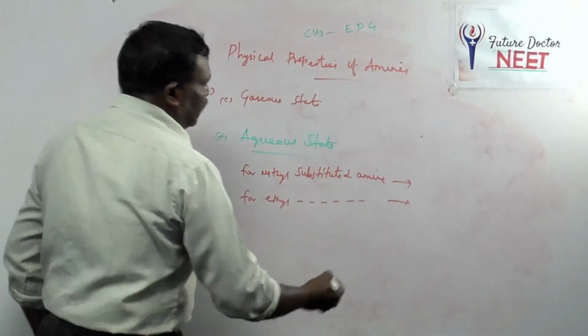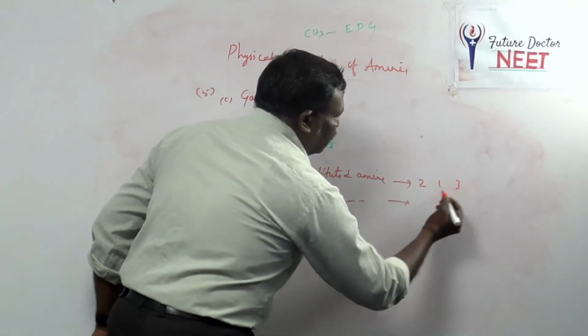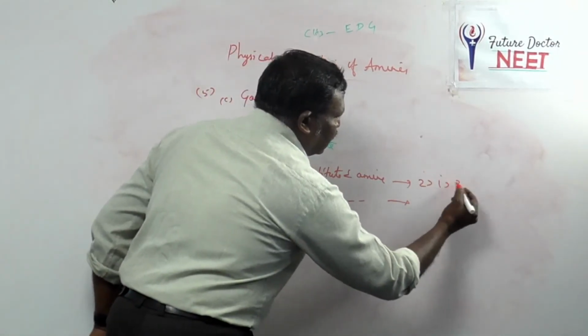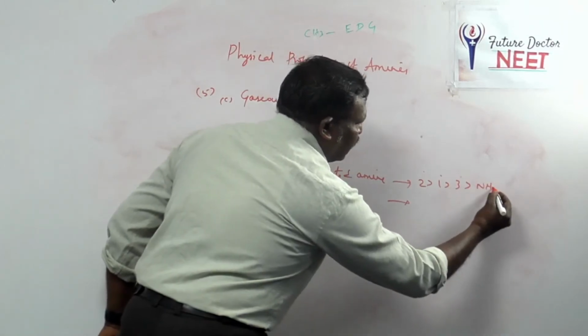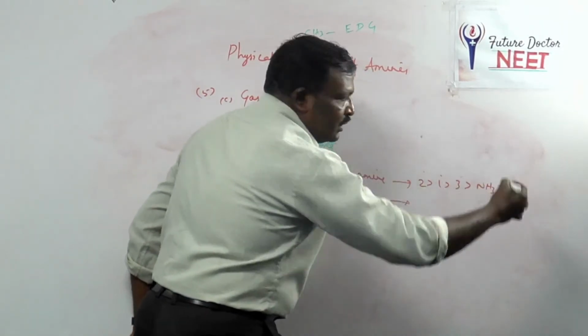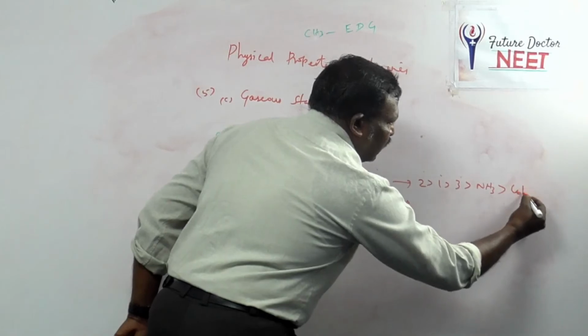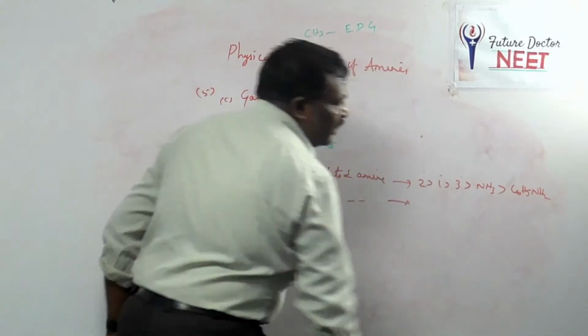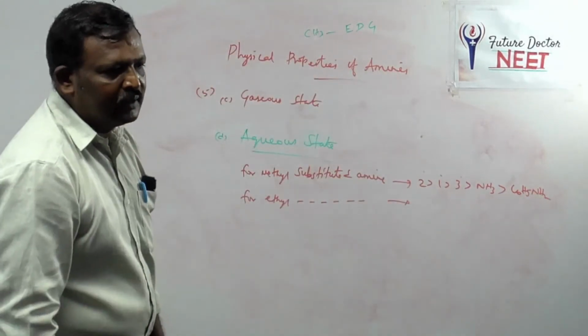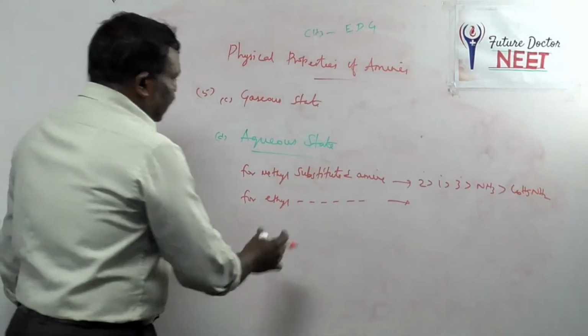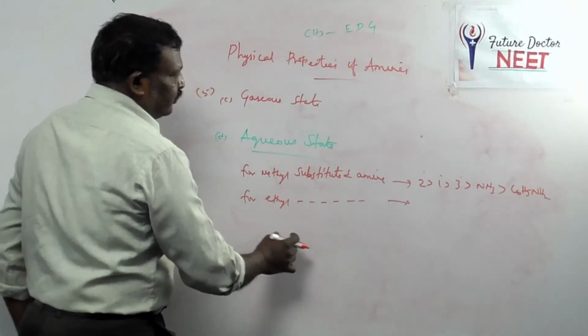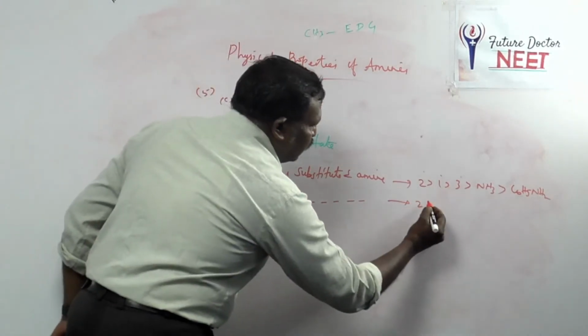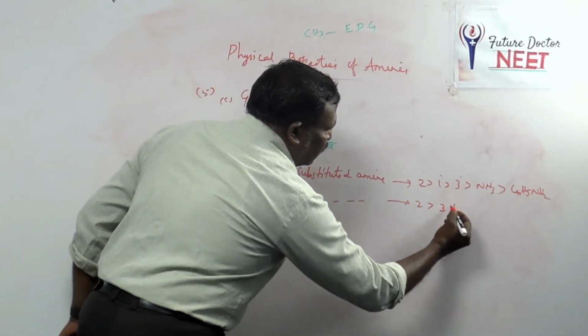For methyl substituted amines: 2, 1, 3. After that only we have ammonia. Then after that we have what? Aromatic amine. Understood? Always aromatic amine is the least one. For ethyl substituted amines: 2, 3, 1. Just remember.